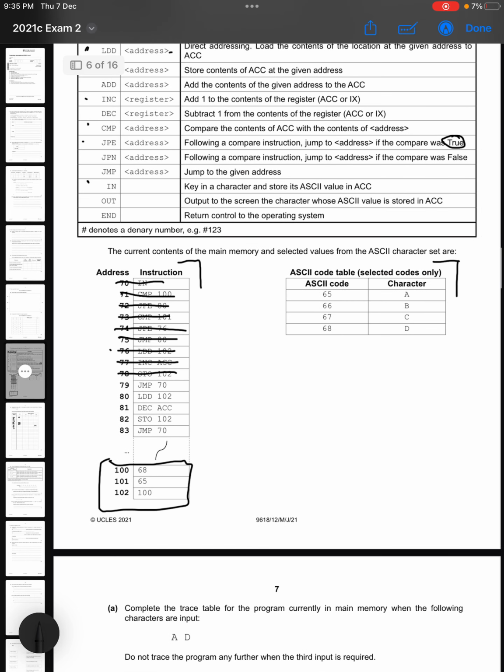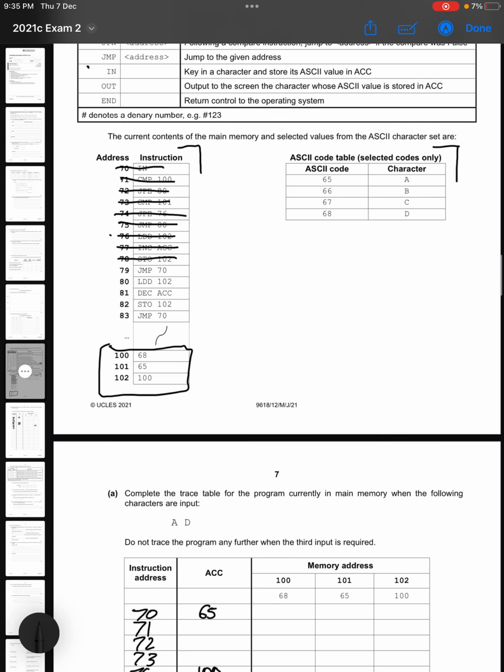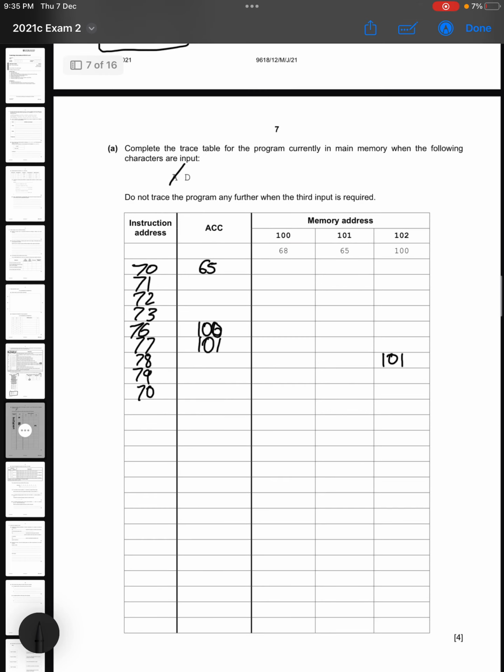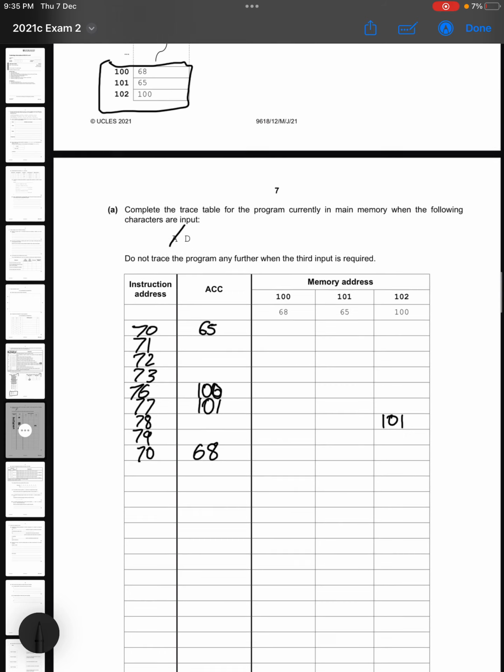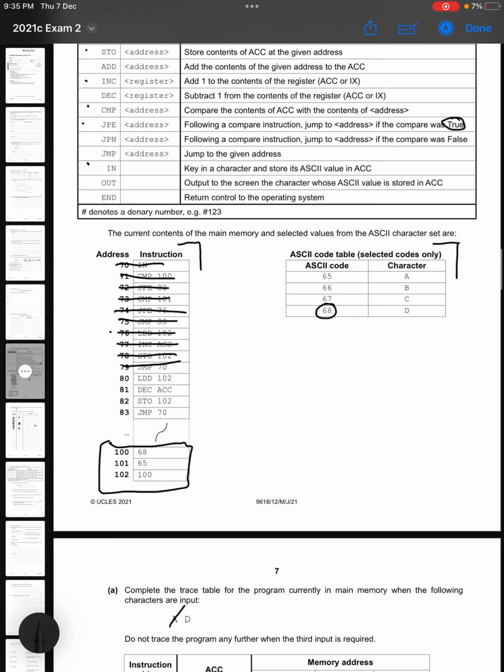70 is IN. It says key in a character and stores ASCII value in ACC. So we did A. So now we have the key in the character D and its ASCII value is 68 here. So we're going to put 68 in the ACC. We're going to put a line through that. Next address, 71.